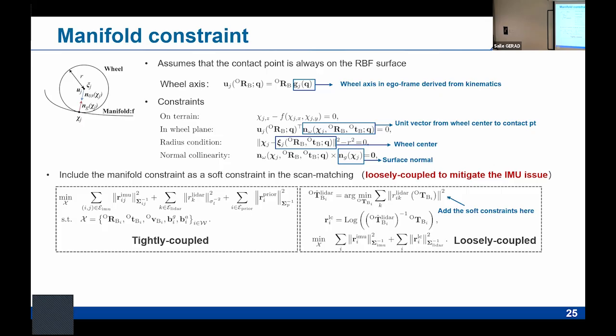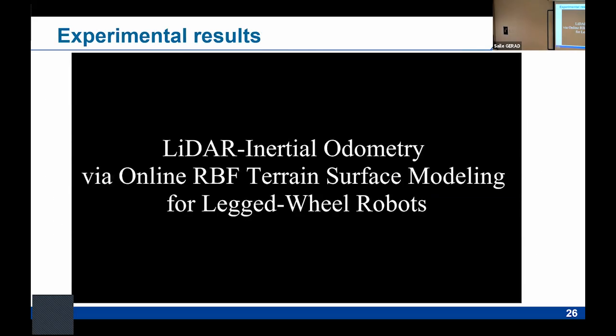We use a loosely coupled framework, because with tight coupling the IMU is too strong in a sense. So we use this loosely coupled framework. And because we assume that you have a firm contact on the surface, you can add that as an extra constraint in the LiDAR so that you can make everything work. So this is the demo video that we have.